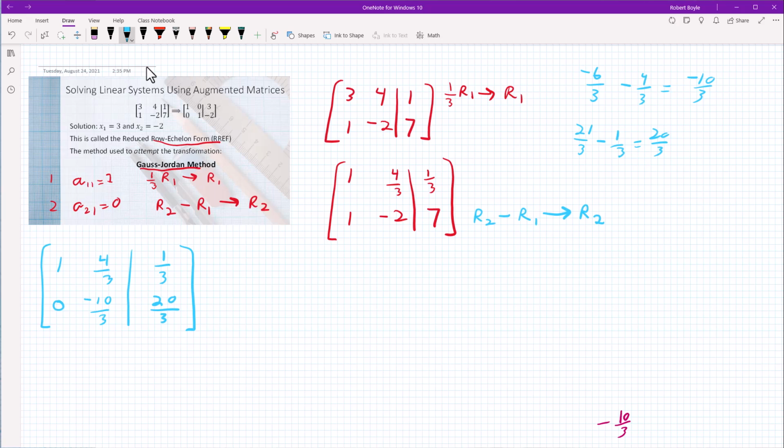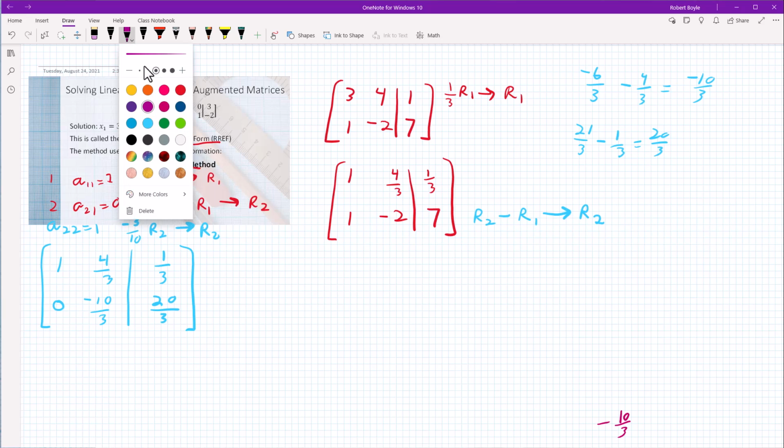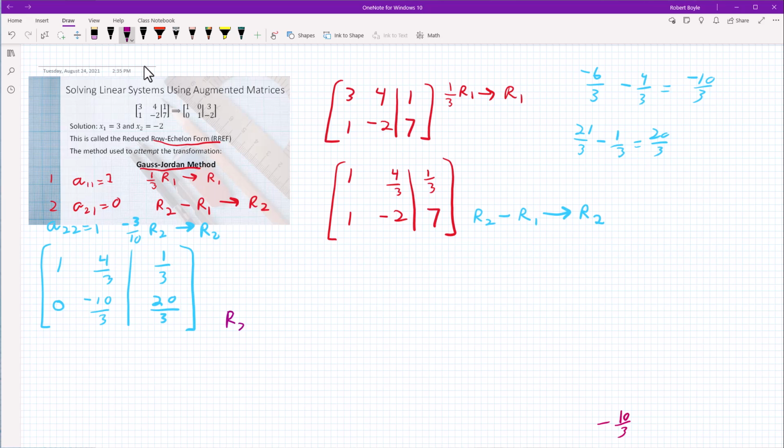Now we're going to look at the second column, and we need to have a 1 here. Okay, so we want A2,2 to be equal to 1, and that will happen if I take row 2, multiply it by negative 3/10, and replace that back into row 2. Okay, so let's go ahead and do that. We're going to take row 2, multiply it by negative 3/10, and put that back into row 2.